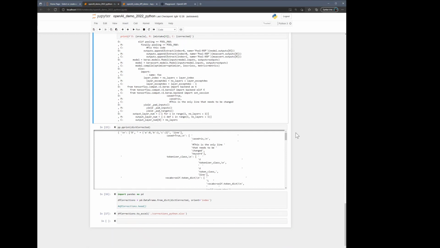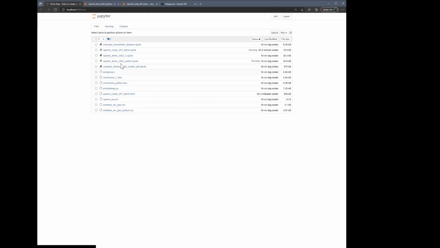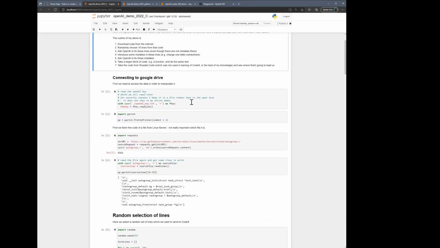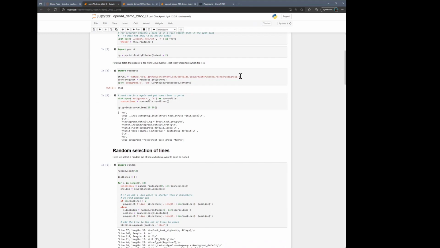I did exactly the same thing with C code. I will not go through the method. But for the C code, I took one file from the Linux kernel. This autogroup file is part of the scheduler module in the kernel, and it's responsible for grouping threads and processes which are similar, to minimize the number of times that the processor changes context. So it's a very, very low-level function. Because it's low level and written in C, it contains pure C kind of things.